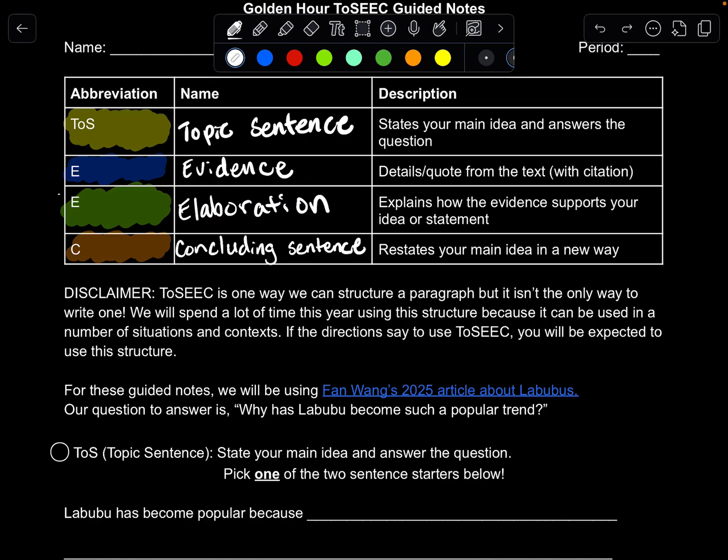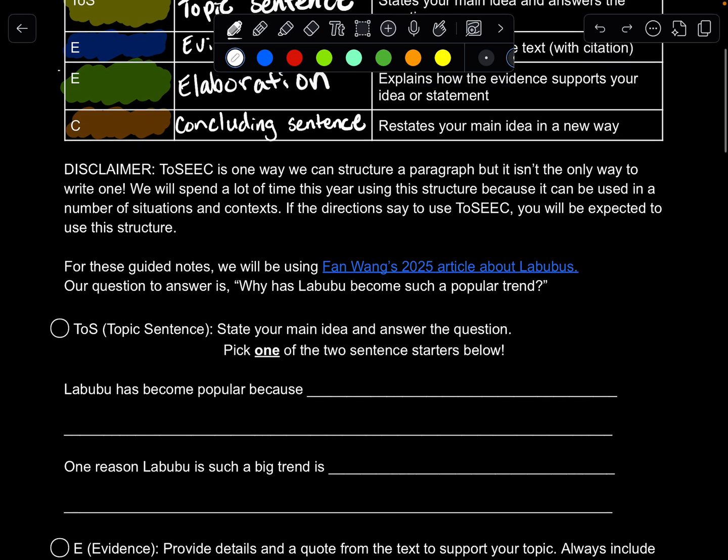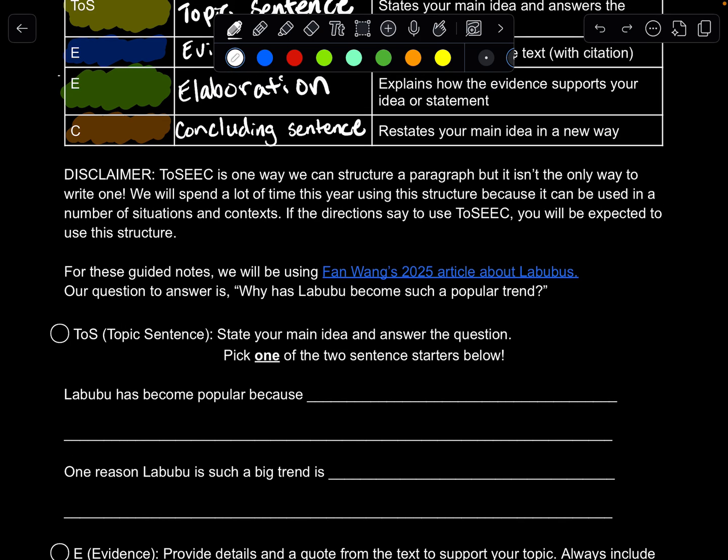These specific guided notes are going to be used in the context of the Labubu article that you read or a different article that your teacher is referencing. But specifically for these guided notes, we're looking at the Labubu article, and our question to answer is, why has Labubu become such a popular trend? It does not make any sense to me, but after reading this article, I started to see, oh, wait, I could still write up a good paragraph about this. So remember our colors: yellow, blue, green, and orange. That's going to be helpful in a moment.